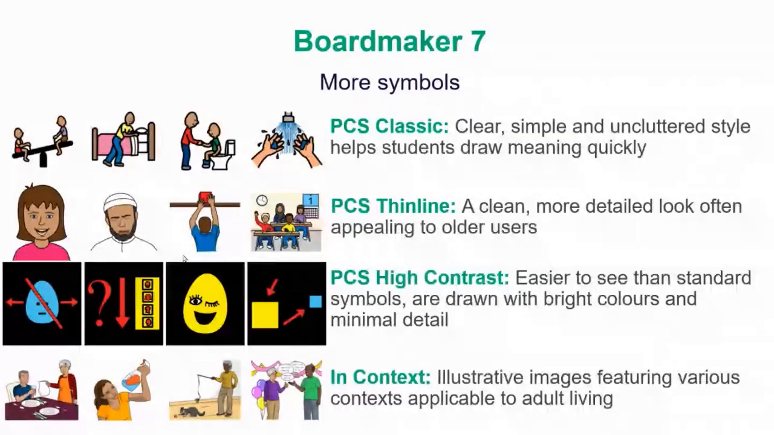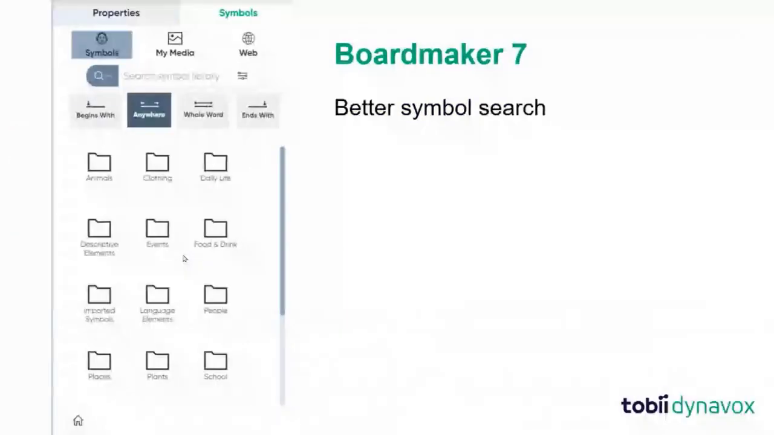We're going to give you more symbols. In fact, 49,259 the last time we counted. So when you get Boardmaker7, you're going to have all the classic symbols, all the thin line symbols, all the high contrast symbols, including a new volume, which is going to double the amount of high contrast symbols, as well as in context symbols, all there when you start with Boardmaker7. So this is an exponential increase, particularly for those of you who've been using Boardmaker 6.